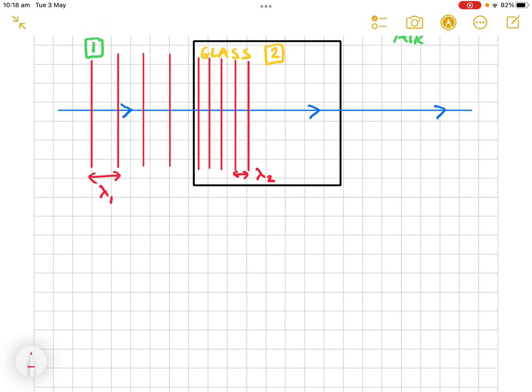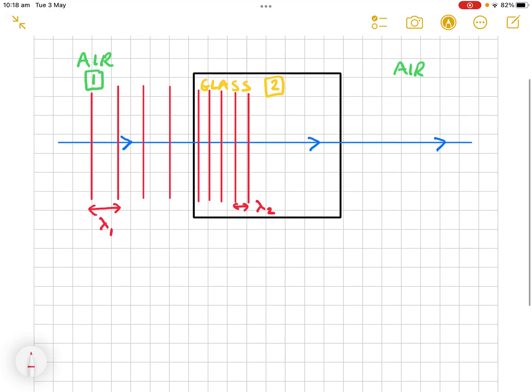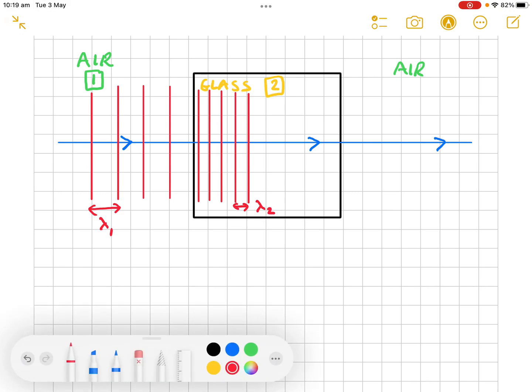Now, that happens because the glass is what's called a more optically dense medium. And the reduction in wavelength is one of the effects of passing from what's called a rare medium, not very optically dense, into a more optically dense medium.